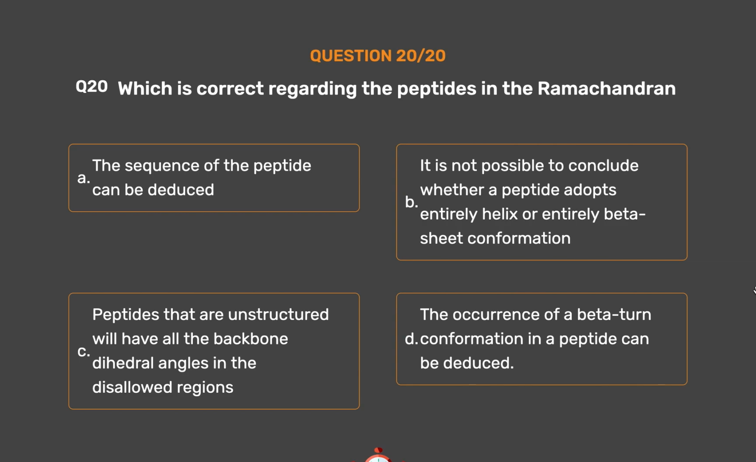The correct answer is Option D. The occurrence of a beta turn conformation in a peptide can be deduced.